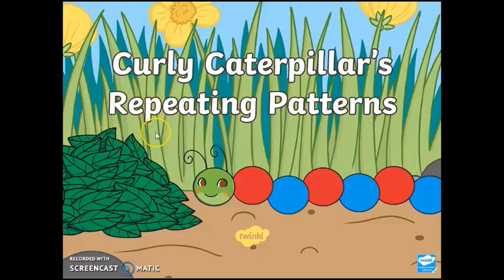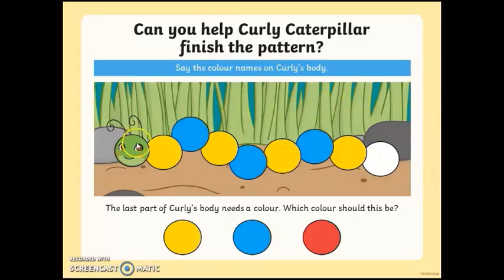Let us do the recall of our last topic in data handling, that is pattern. For this, we'll do the activity with the curly caterpillar. As you can see in front of you, dear students, the caterpillar is following the pattern of two colors, that is yellow and blue. Now, can you help this curly caterpillar to finish the pattern? As you can see, it has yellow, then blue, yellow, blue, yellow, blue, yellow.